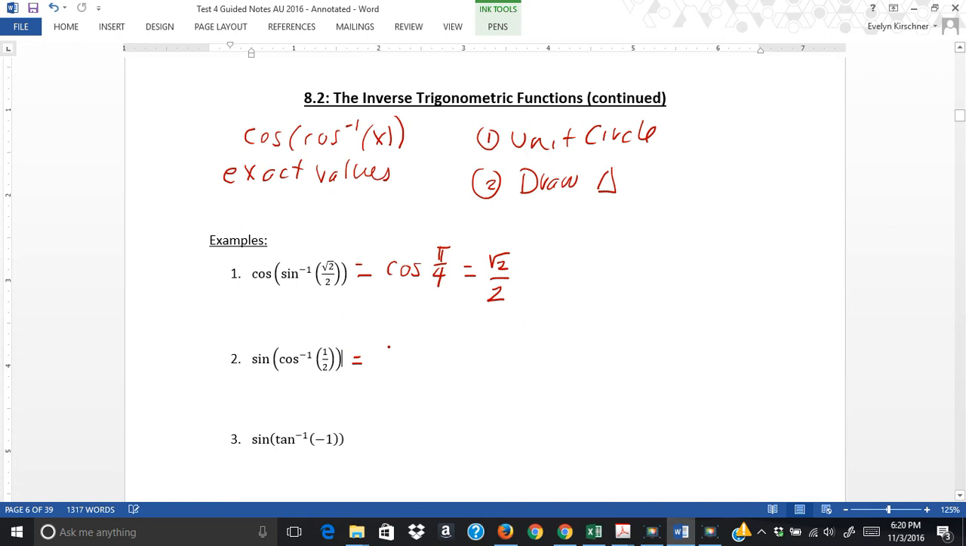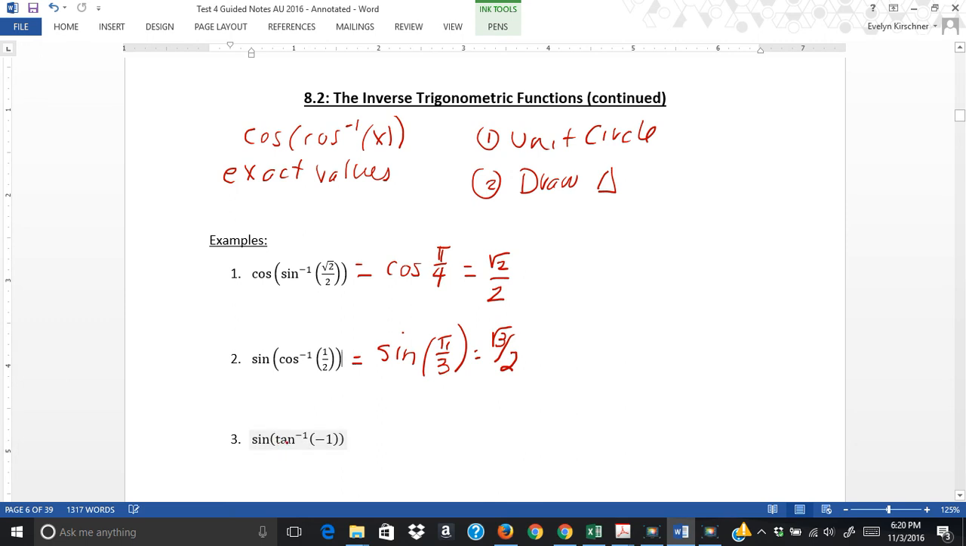Here I have the sine of the angle whose cosine is 1/2. Well, inverse cosine is positive, so I'm looking in the first quadrant. Cosine is 1/2 at pi over 3. And so that is radical 3 over 2.